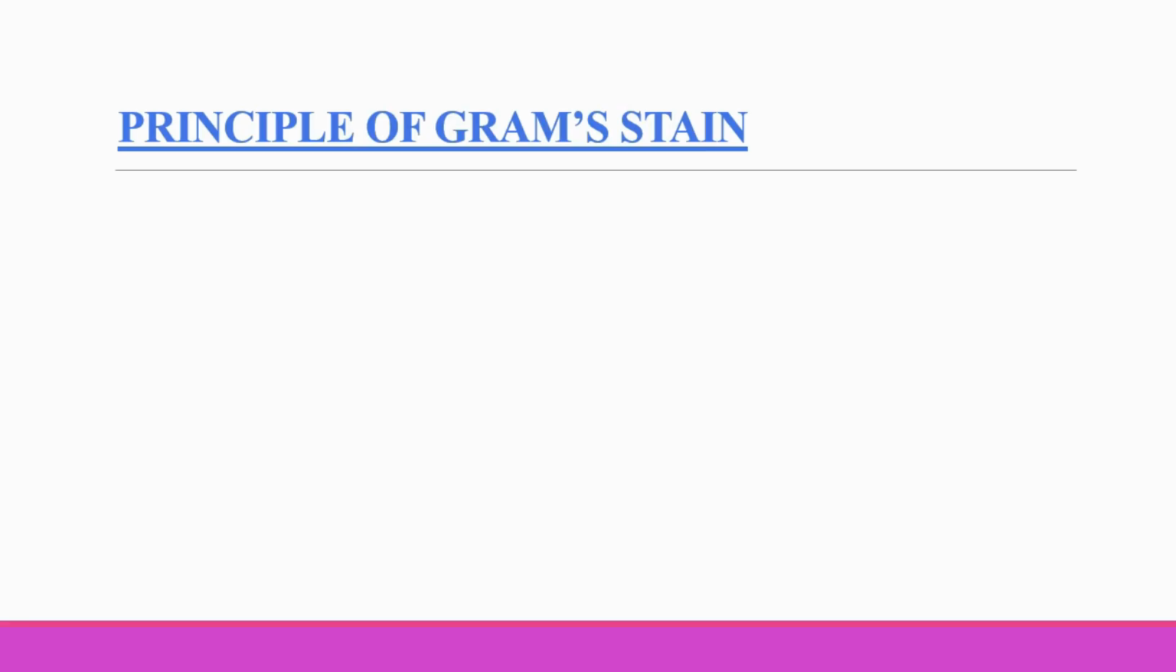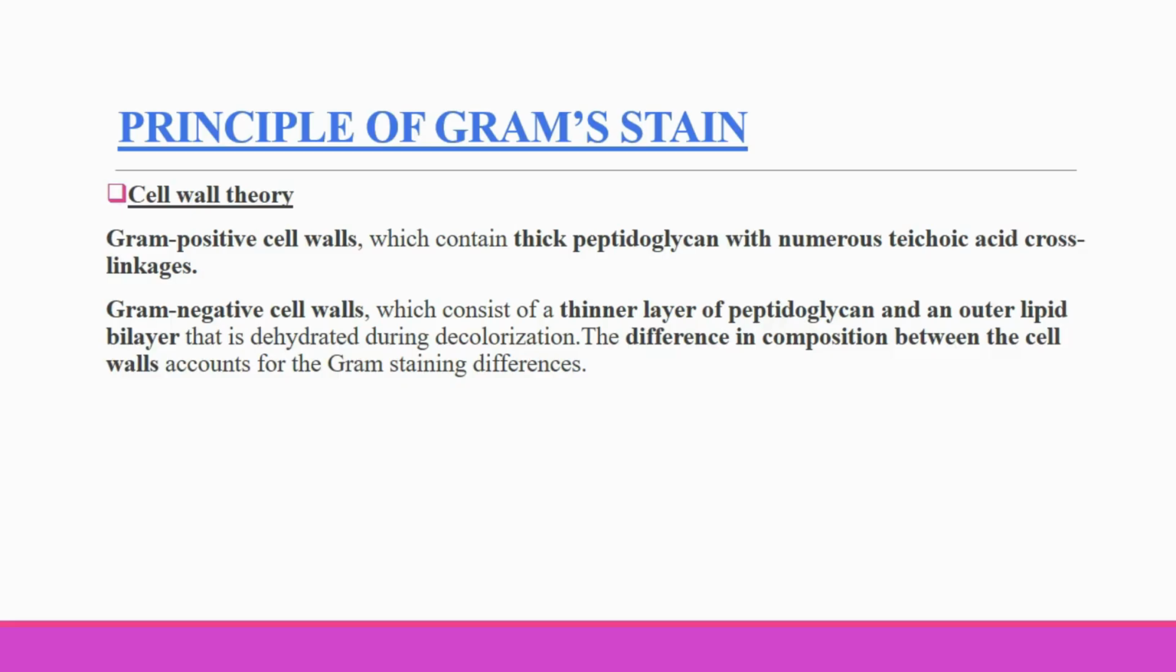So we're going to know about the principle of gram stain. It's based on mainly three principles. First is the cell wall theory. The gram-positive bacteria have a thick peptidoglycan layer and low lipid content, and they have numerous teichoic acid cross-linkages. And the gram-negative cell walls consist mainly of a thinner layer of peptidoglycan and an outer lipid bilayer that is dehydrated during decolorization. The difference in the composition between the cell walls accounts for the gram staining differences.